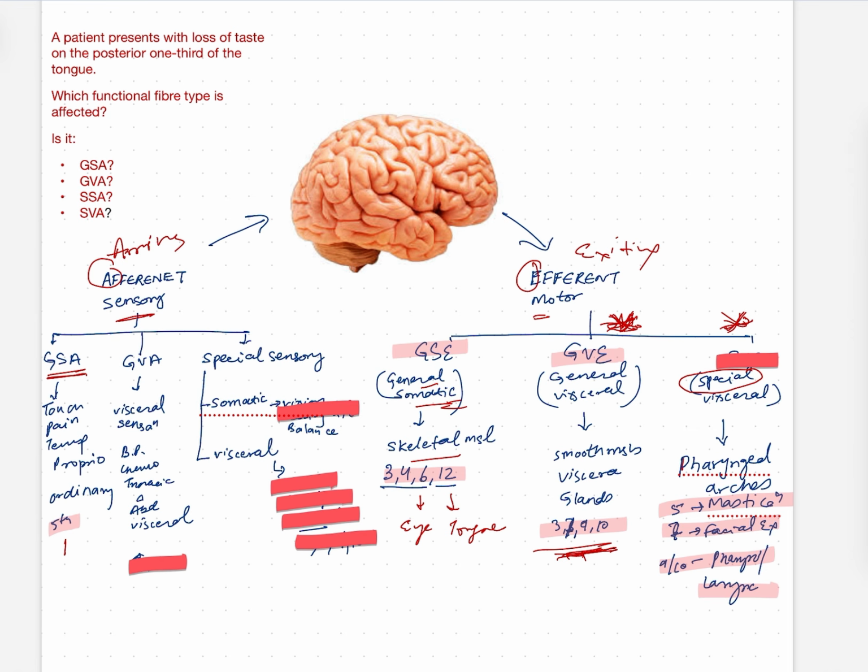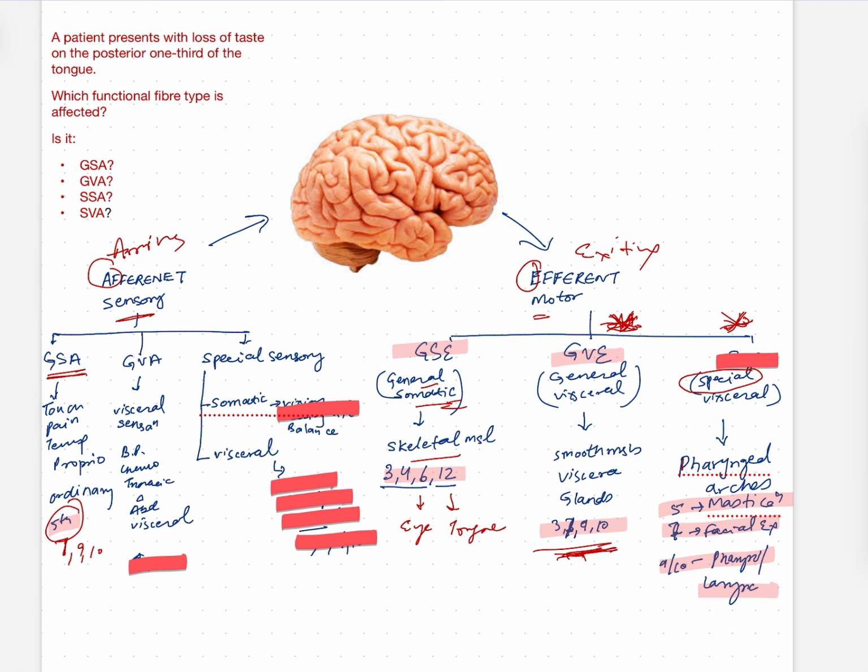Then comes the sensation from the viscera, general visceral sensation. General visceral sensations include blood pressure, thoracic and abdominal viscera, and carotid body and carotid sinus sensation, and these are carried by the ninth and 10th nerves.